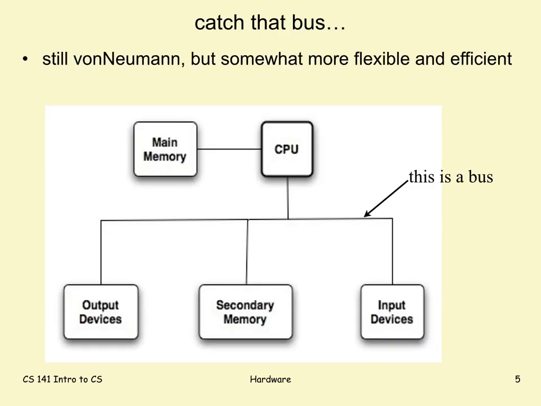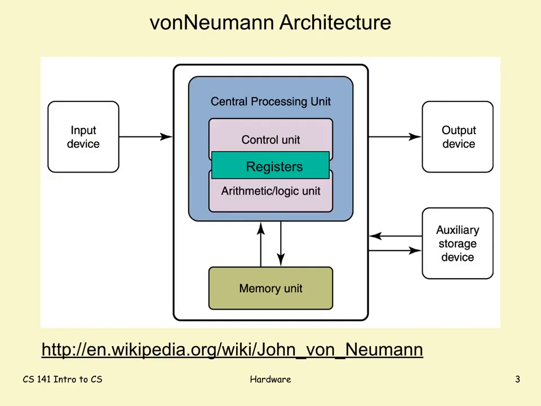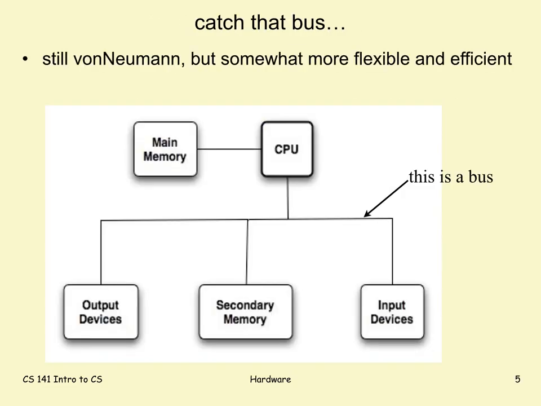This is the modern alternative to the von Neumann architecture. If you notice here, in the von Neumann architecture, everything connects directly to the CPU. And that turns out to be very inefficient. So what modern machines do is they have what's called a system bus that connects the CPU and the main memory together, but then all of the other devices are also connected via a different bus. And a bus is just a group of wires that connect the different devices.